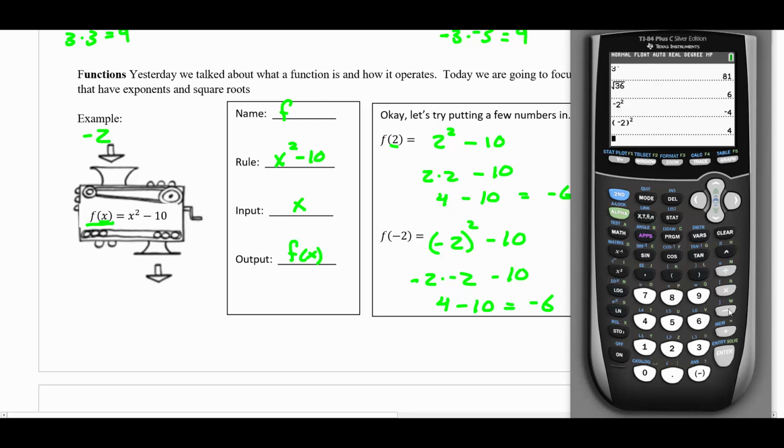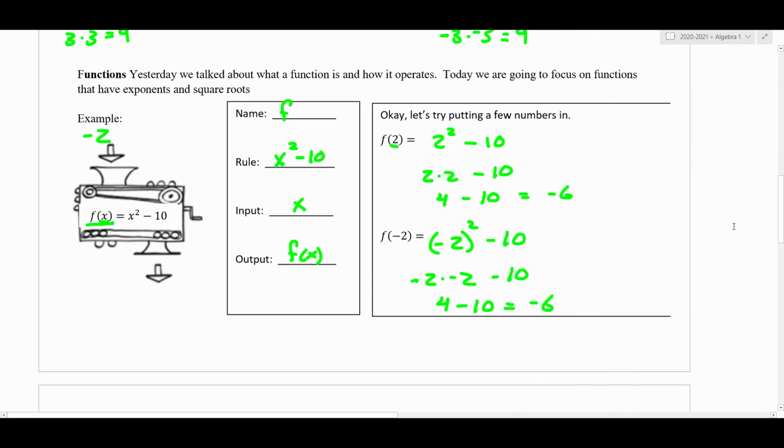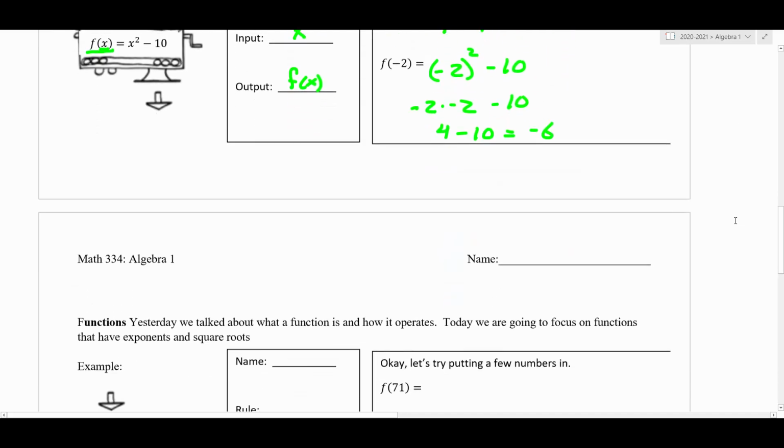Okay, and this is why you need those parentheses, right? You get the actual correct answer, which is a positive 4. What the calculator is doing there is squaring the 2 and then applying the negative after the fact, but when you put the parentheses around it, it'll include that negative when you do the squaring operation. So that's why you want to make sure you put those parentheses around that number if you're going to use the calculator. All right.